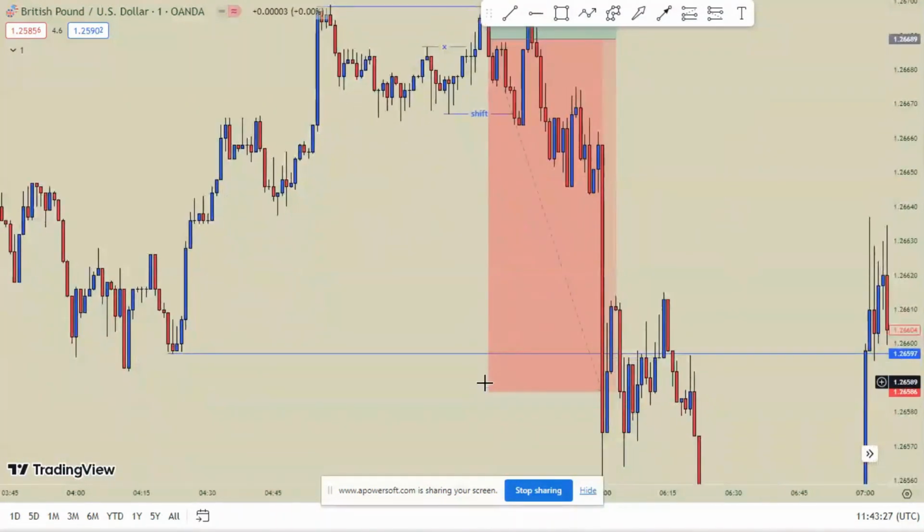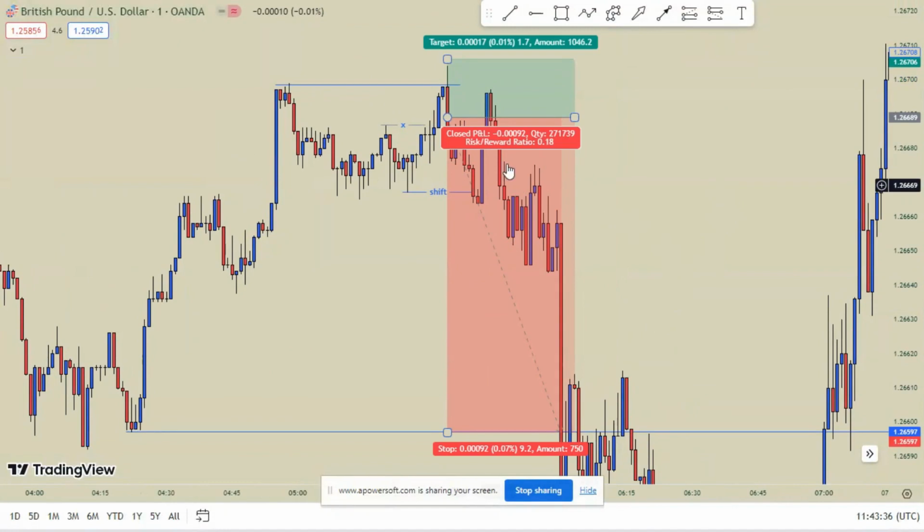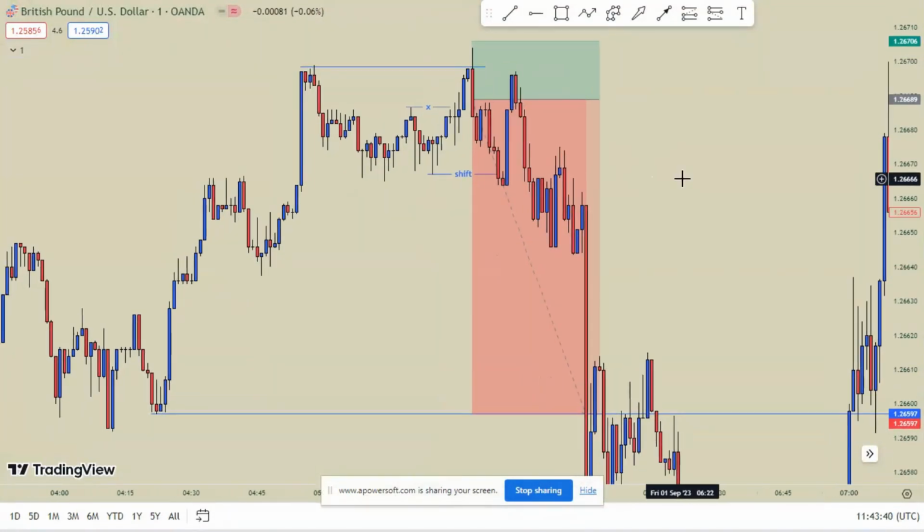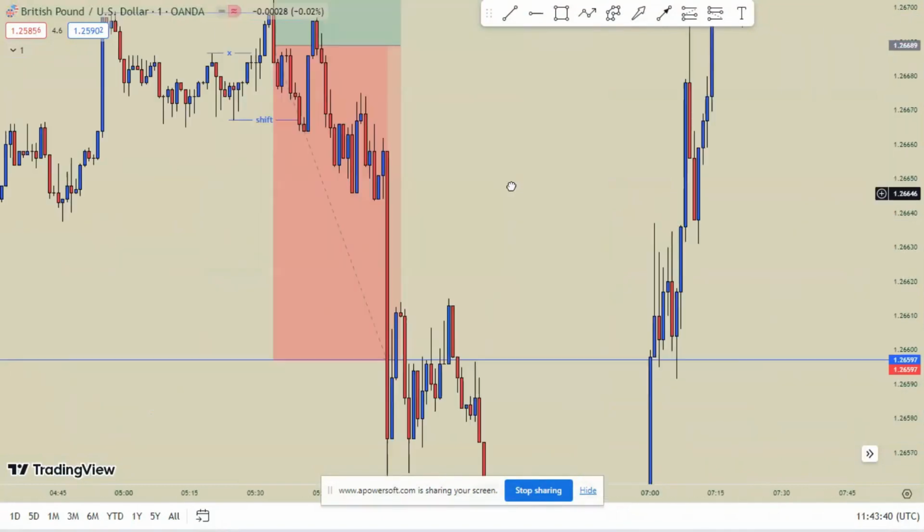And then what is our target? Our target is this point here. That is our target. So you can see that you can get a good entry over there. That is one of the entries.